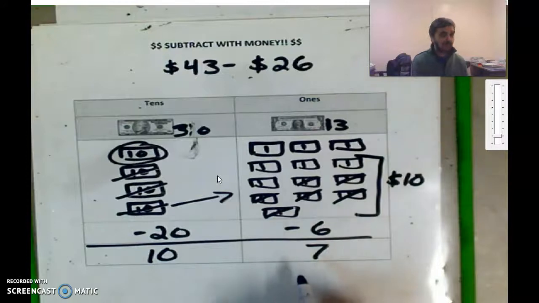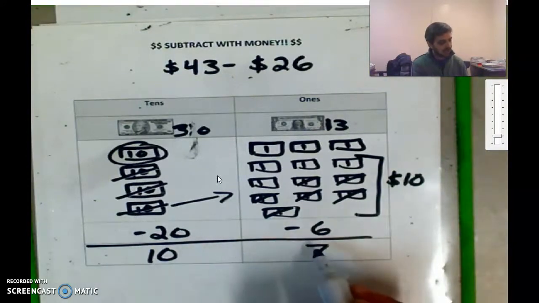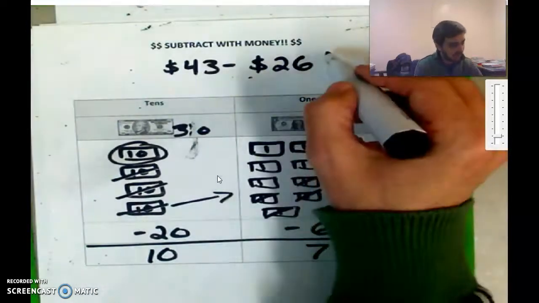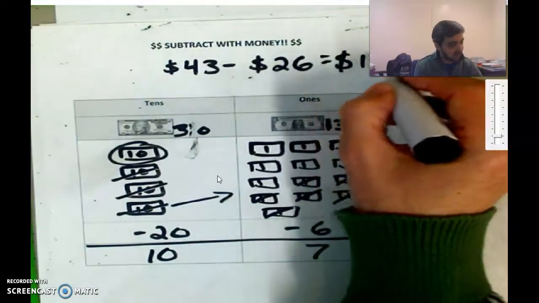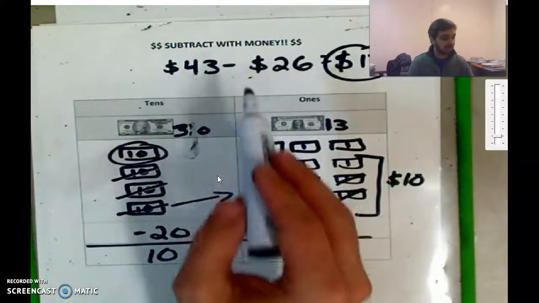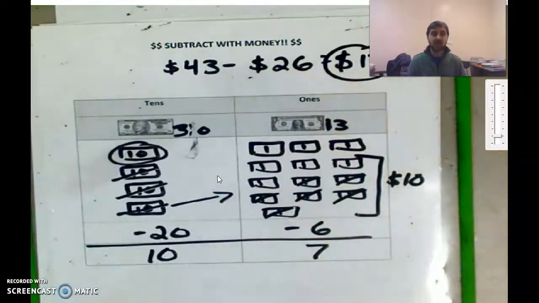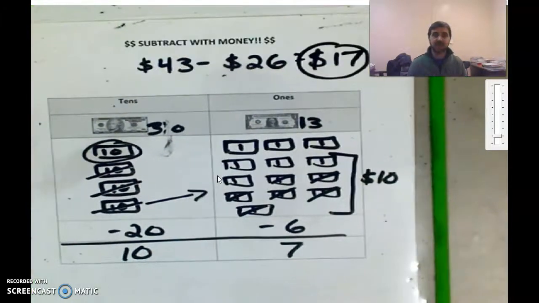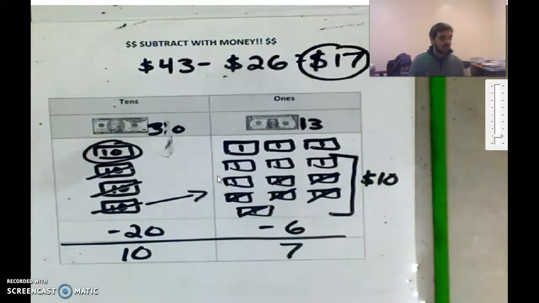Okay? So, oh, that's funny. This was the answer to the last problem too, wasn't it? So $10 here and $7 here means I have $17 left. Right? I had $43. I subtracted 26 because I owed somebody money or I bought something for $26, and now I have $17 left. Okay, so this is how you'll be doing it tomorrow.